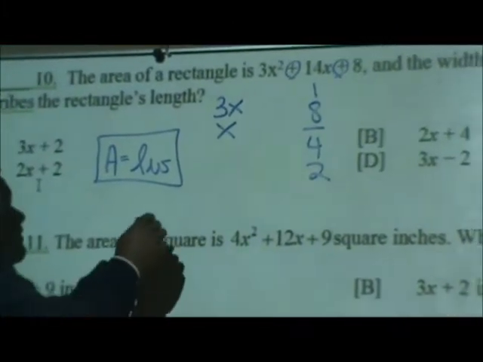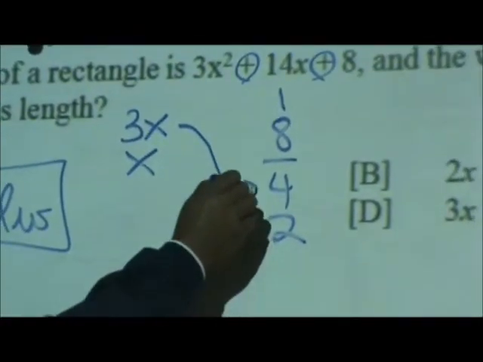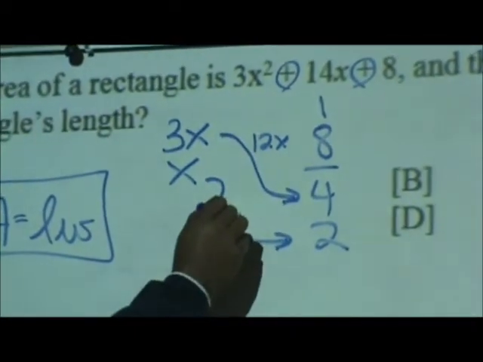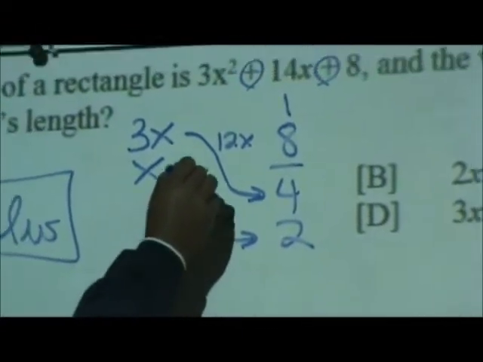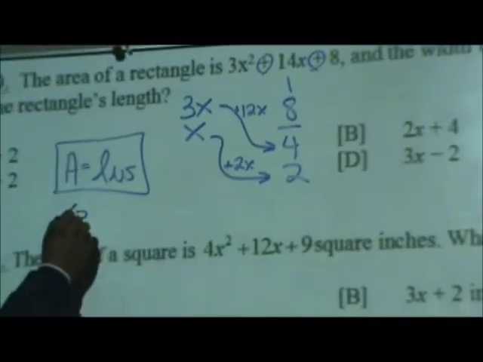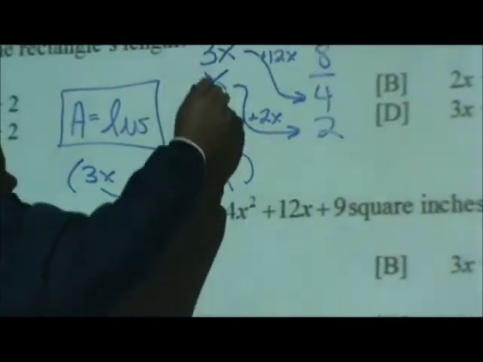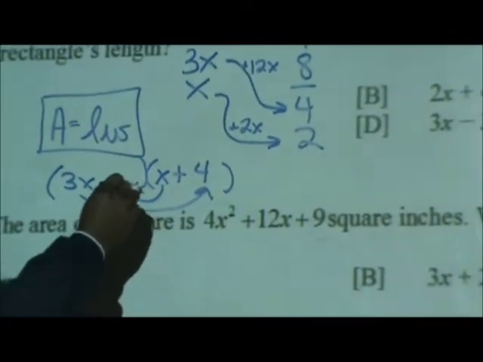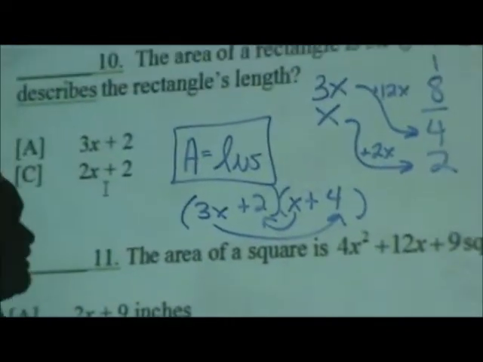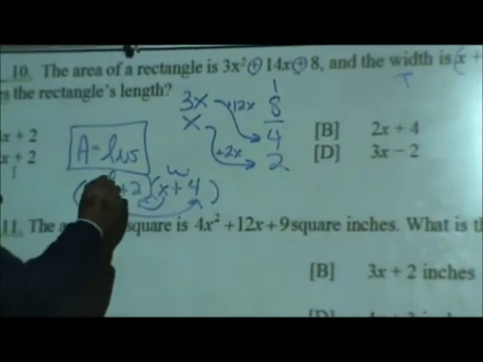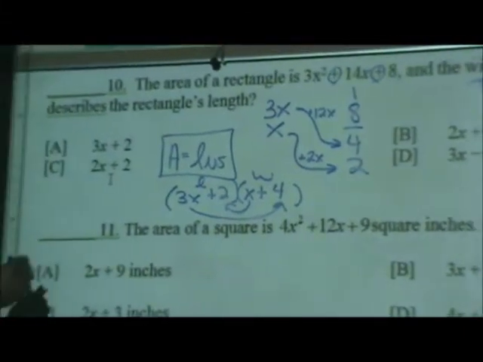Levi? You know, 4. How about 3 and 4 is 12? x and 2 is 2x, right? That'll give me 14x, right? They're both positive. So, I need 3x to be with the 4. I need the x to be with the 2. Okay? And remember, they gave me one of the sides. They gave me the width. They're asking for the length. So if this is the width, this must be the length. What's my answer choice? A, right?